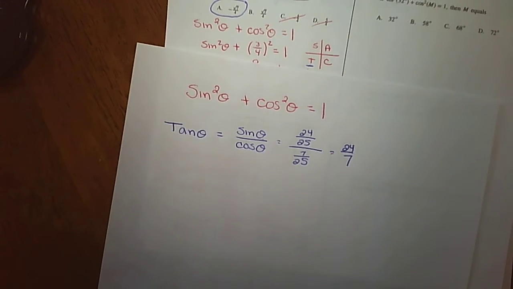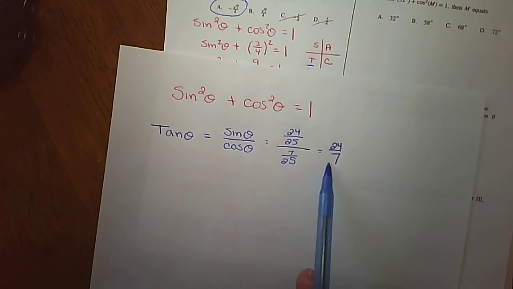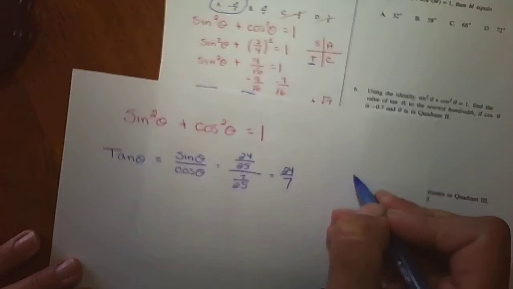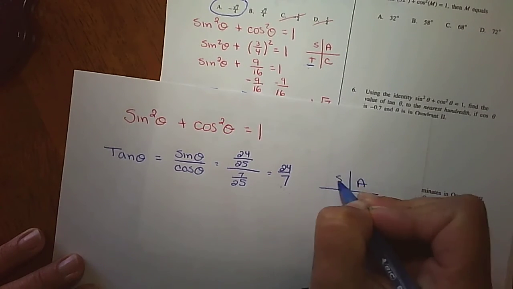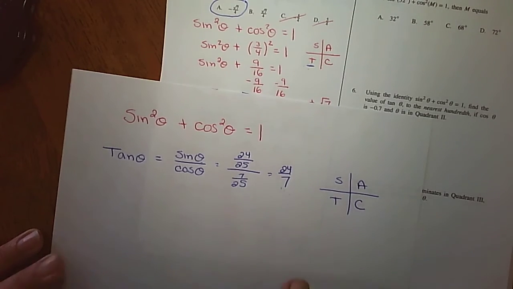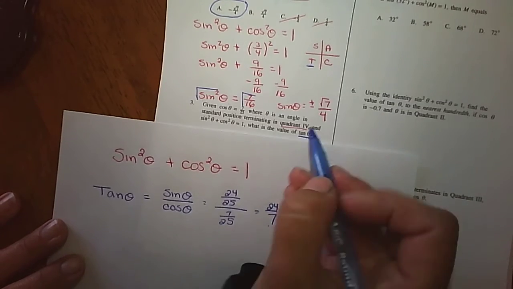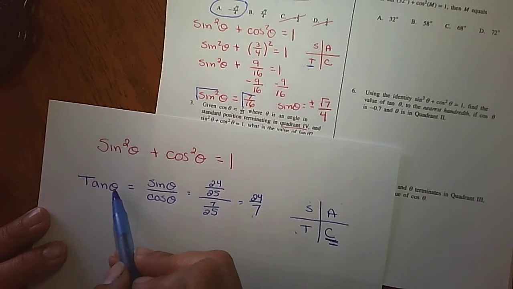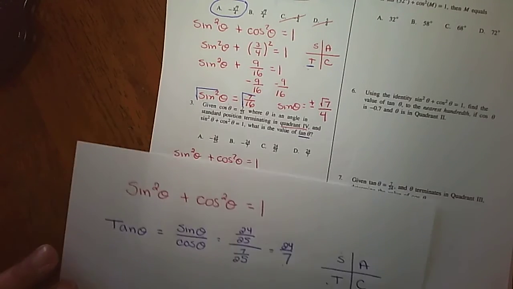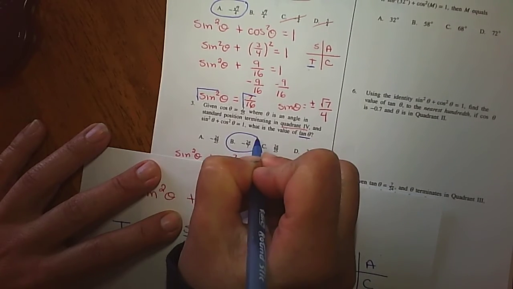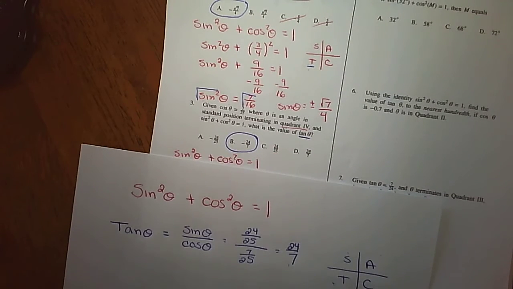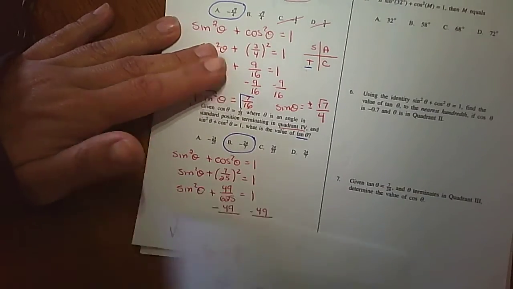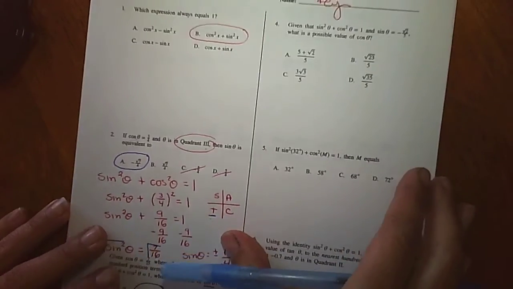Now we have to decide if it's going to be a positive answer or a negative answer. So then we draw A, S, T, C. All right, now what quadrant were we in? Quadrant 4. Quadrant 4, 1, 2, 3, 4. That's the C quadrant. That means only cosine is positive. And we're doing tangent, so that means that answer has to be negative 24 over 7. So that's B.